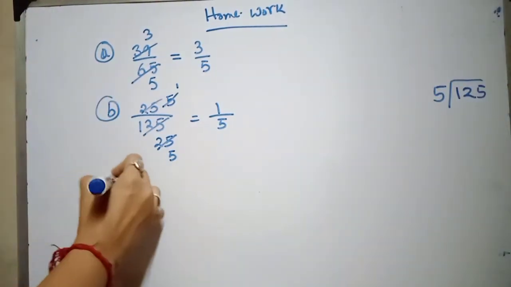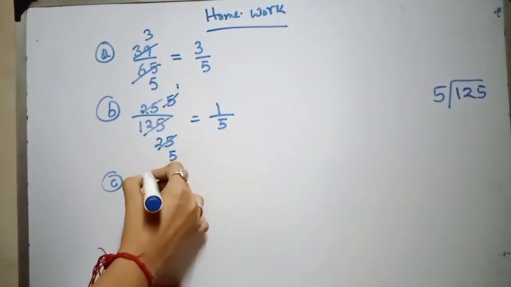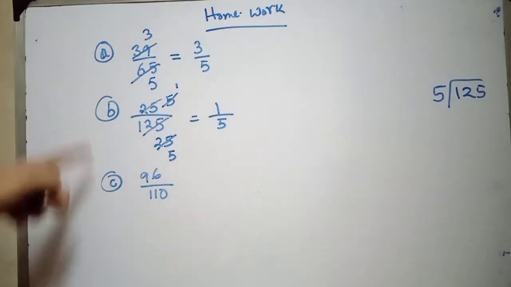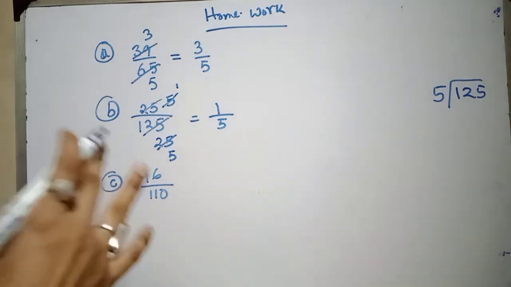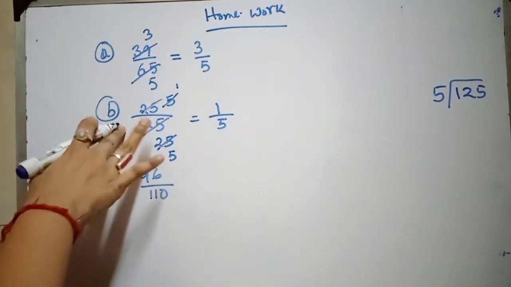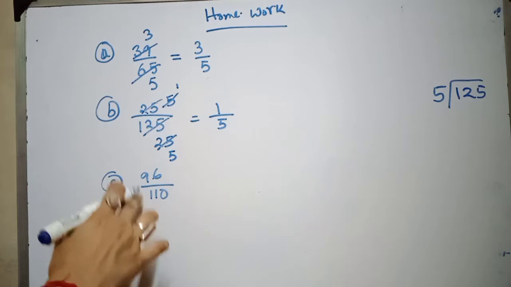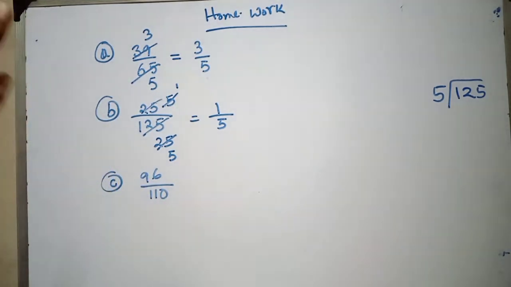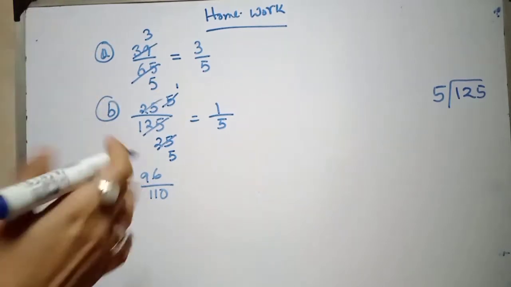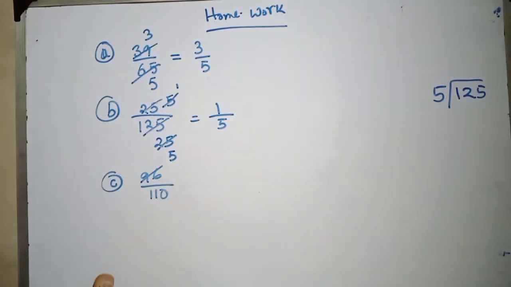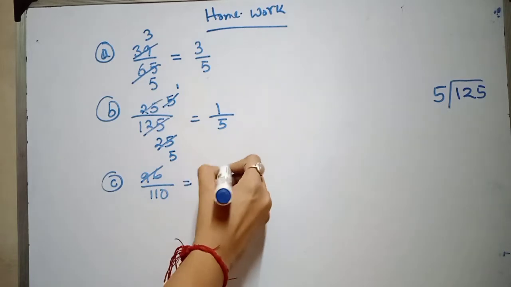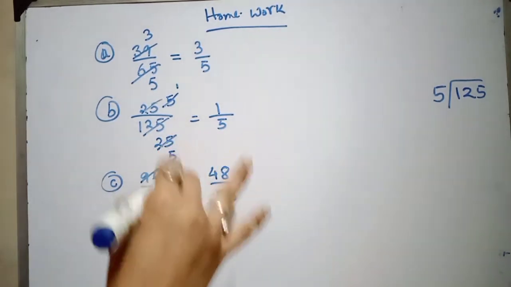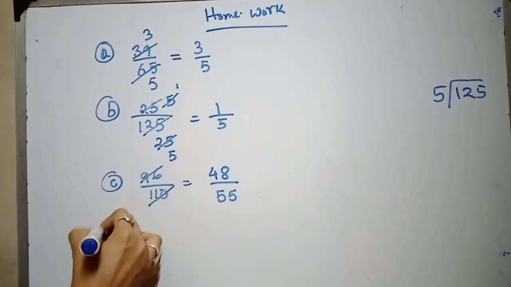Number C is 96 by 110. The numbering can be different; I don't remember whether it will be B or C. So 96 by 110. As I can see, we can divide it by 2. So dividing 96 by 2, we get 48, and we get 55. Now we cannot divide this number anymore. So this is my answer.